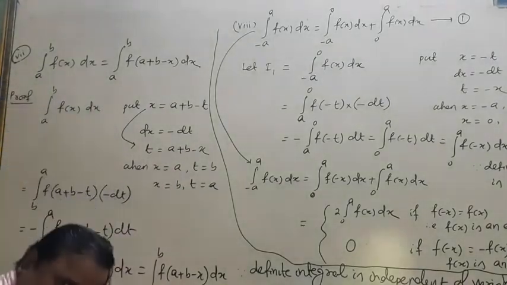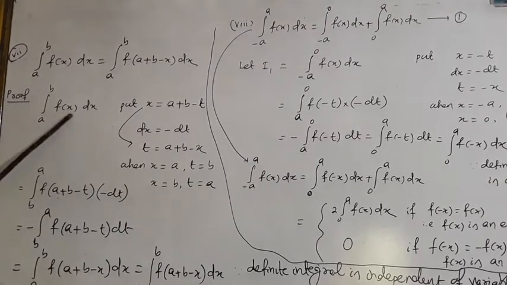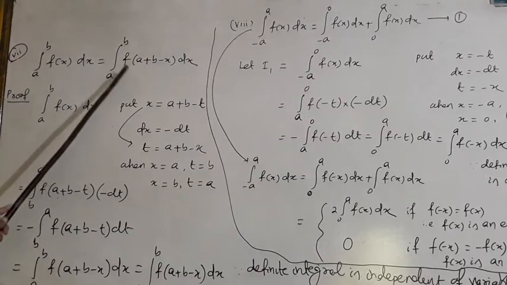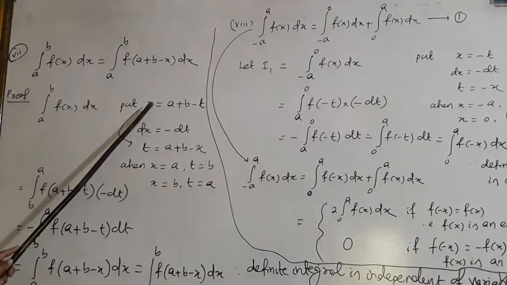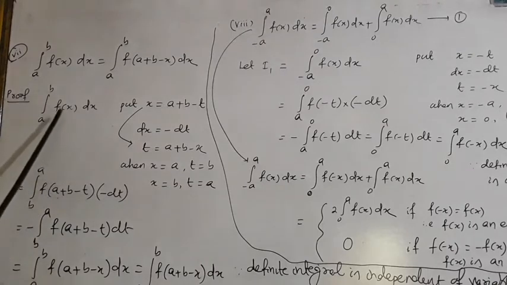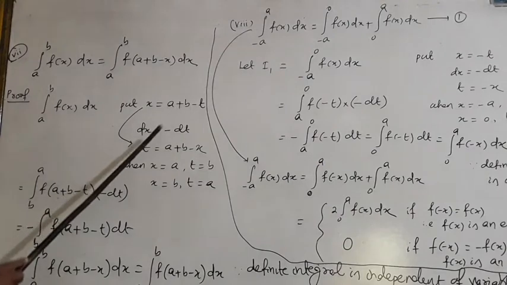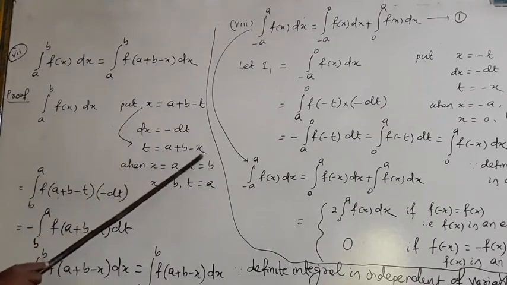Now look here. Integral a to b f(x) dx. Here just put x is equal to a plus b minus t. Very important point. Sometimes this point comes in your exam for explaining, and it gives 4 to 6 marks. So put x is equal to a plus b minus t. Now dx is equal to minus dt. Now what is t here? t is a plus b minus x.